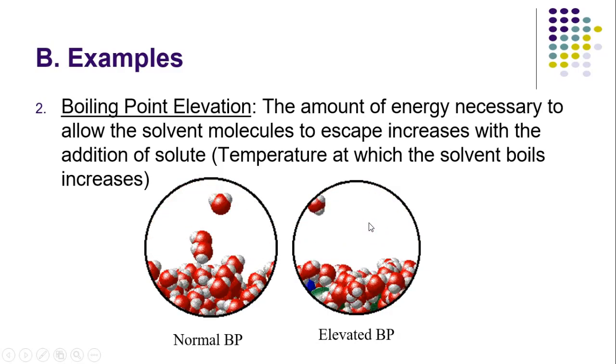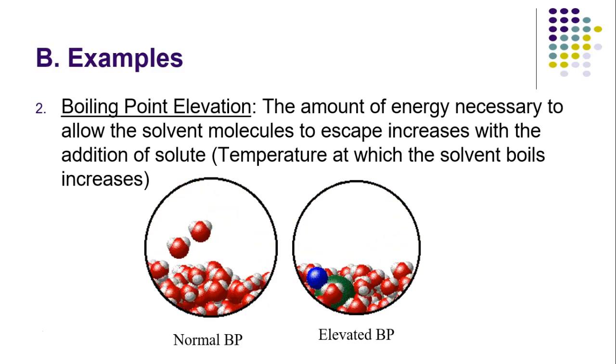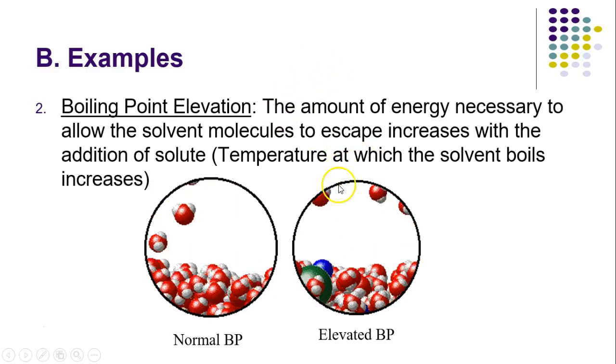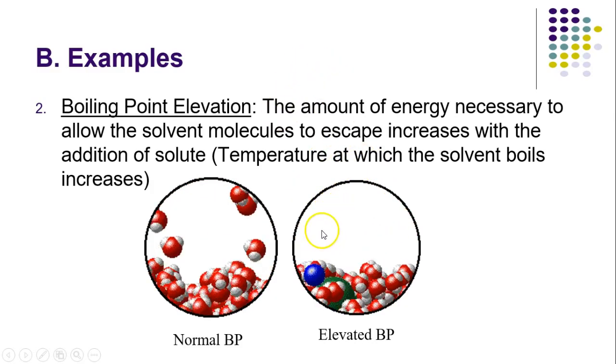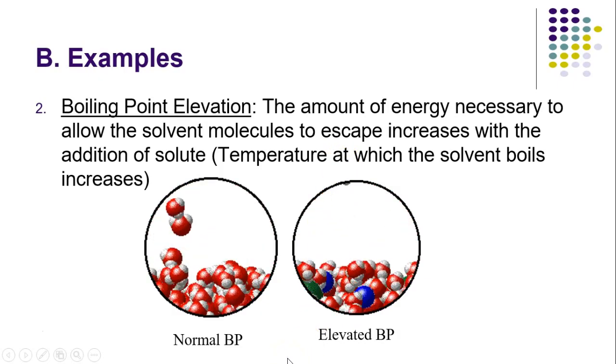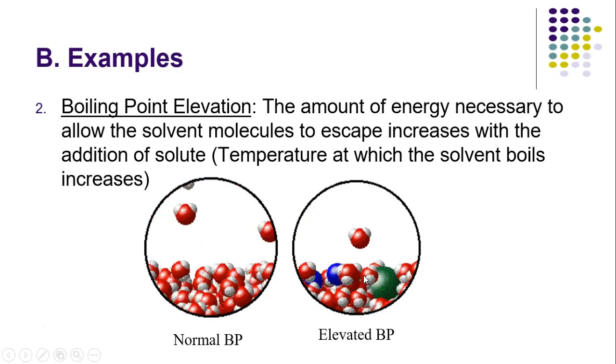And in order for it to boil, the boiling point happens when the vapor pressure is equal to the atmospheric pressure. Now, if the atmospheric pressure is greater than that vapor pressure, it's going to be hard to get those particles to escape. So you actually have to add more heat. And so the temperature at which this solvent boils is going to increase.